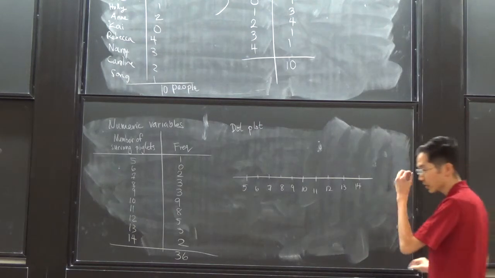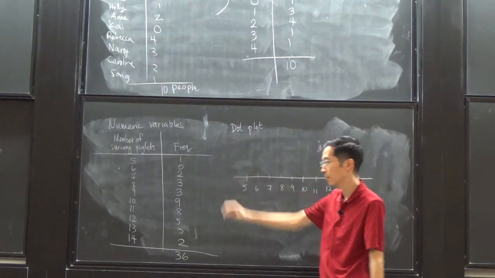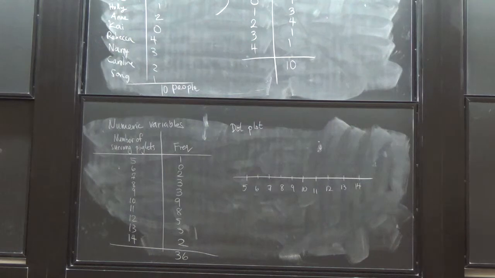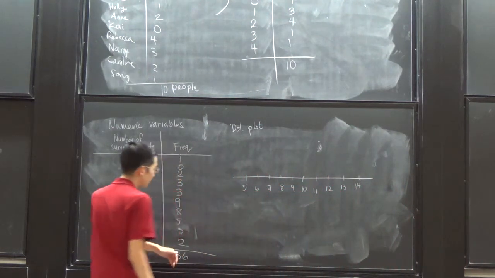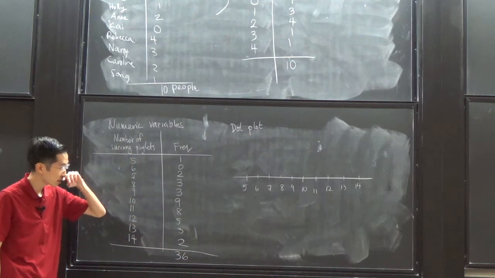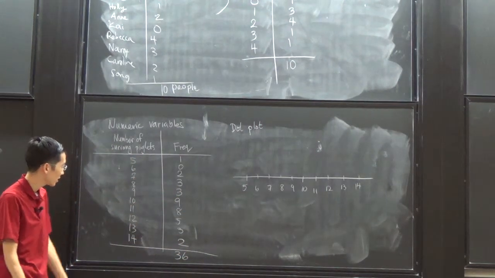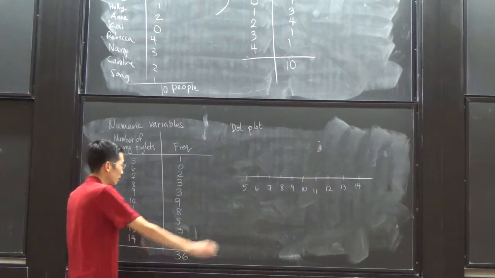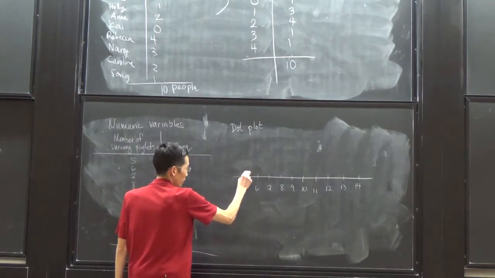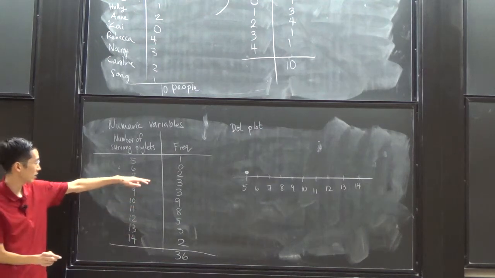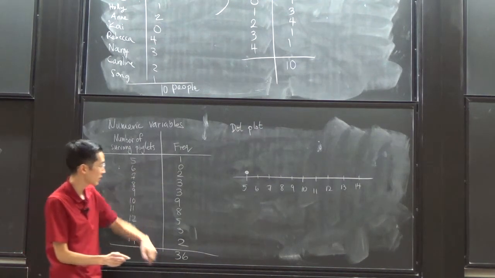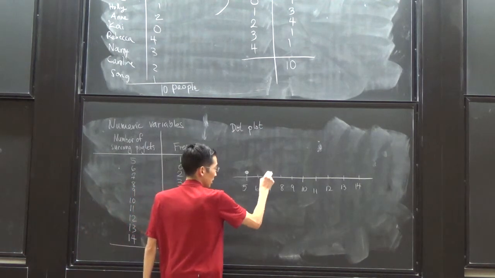The horizontal axis are the values that the variable can take on. Then I draw a dot for every case, or in this case, every pig that has that trait. So I had one pig that had 5 surviving piglets. I had 2 sows that had 7. So I'm going to draw 2 dots at 7.